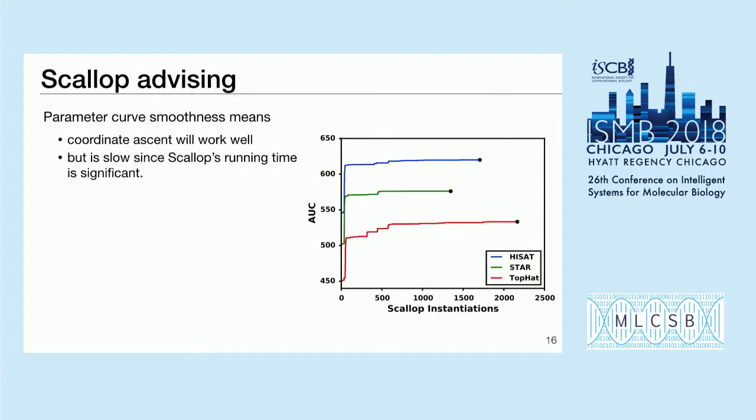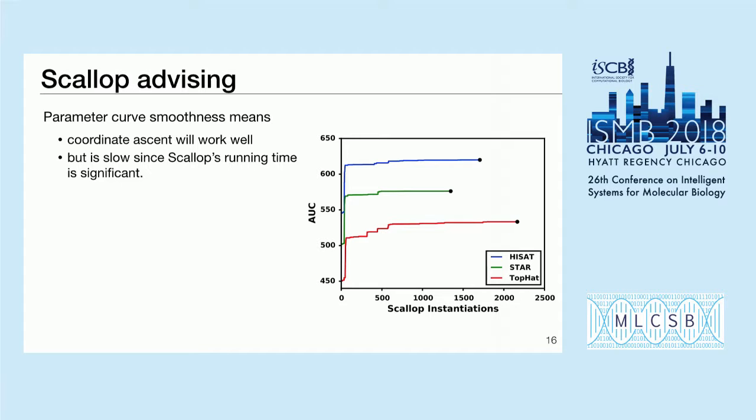This is an example of the trajectories of the coordinate ascent training on some examples. And you can see the area under the curve, which is the vertical axis here, increases as you go along with the number of iterations of coordinate ascent that you do. And it increases quite a bit.